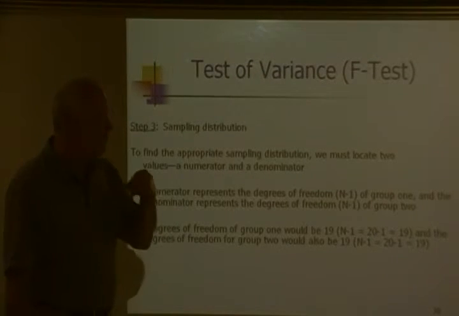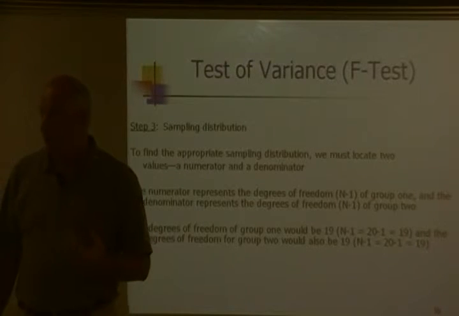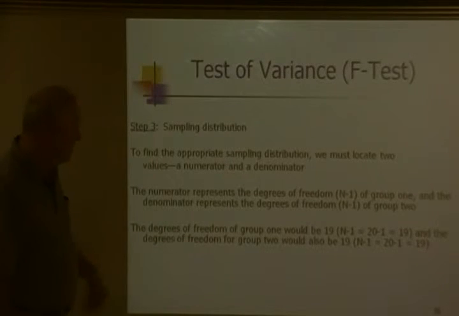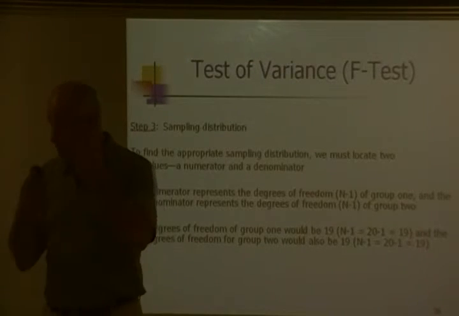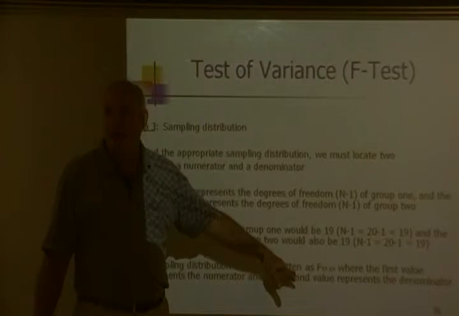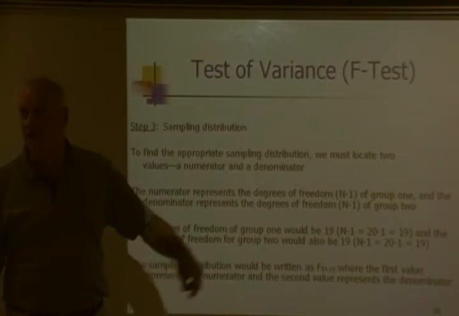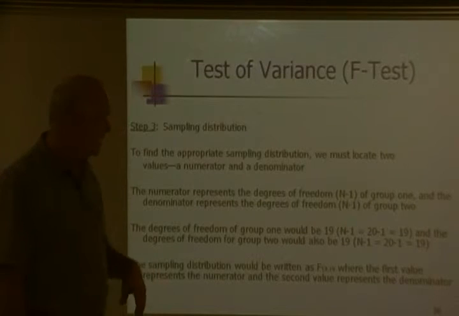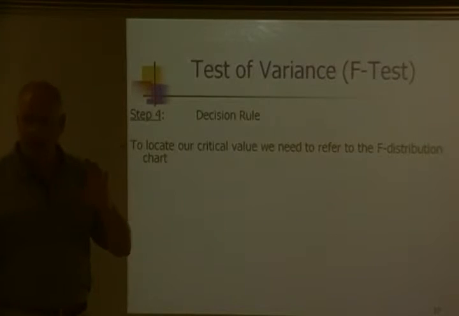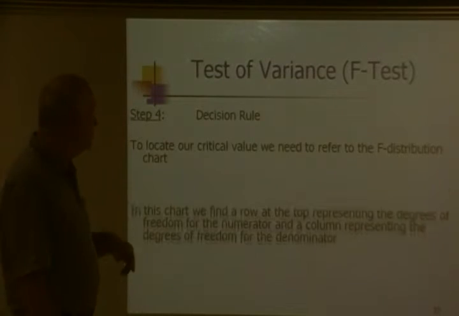Degrees of freedom of group 1 would be 19 because it's n minus 1. We had 20 in the sample, so 20 minus 1 is 19. The degrees of freedom for group 2 would also be 19 because we have 20 in that sample as well. So our sampling distribution is going to be F sub 19, 19. The numerator and the denominator are both 19. So we have to find the table that has 19 at the numerator and also 19 at the denominator, flipping through the different pages until we find it.